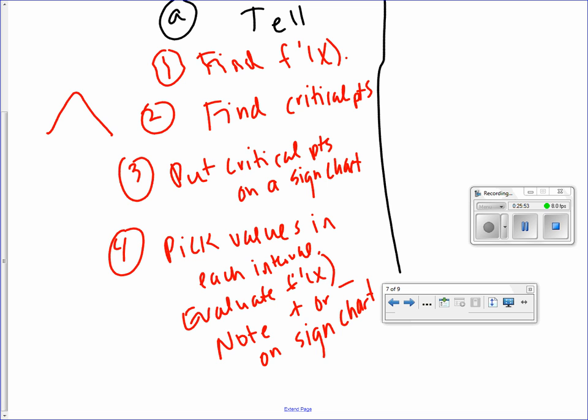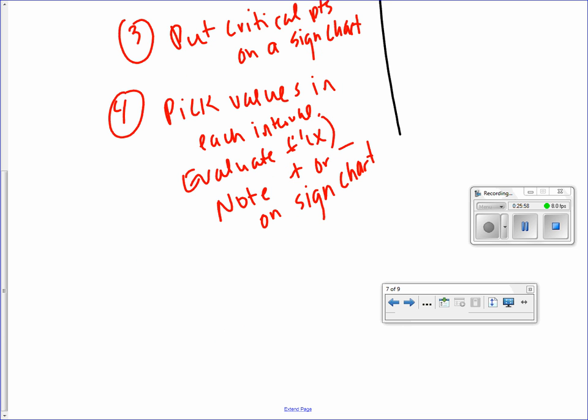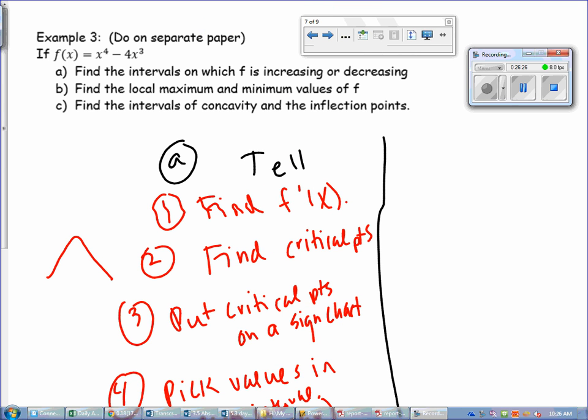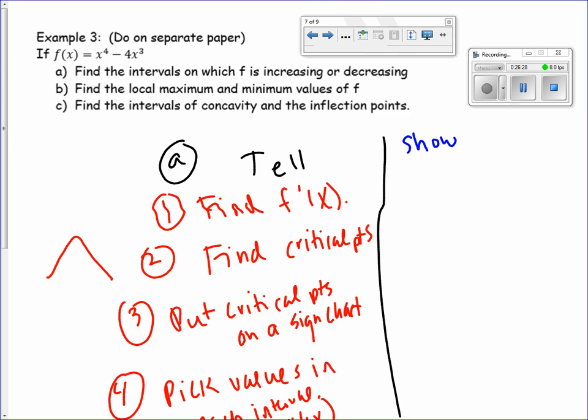Okay, but when you do a sign chart, you're not done. What do you have to do after you make your sign chart? You have to analyze it. So that's your last part. So we're going to analyze our sign chart. The question was, where is the function increasing or decreasing? So what are we looking for? Yeah, we're looking for intervals. In this question, we're looking for intervals where f prime is positive or negative. That'll tell us if the function is increasing or decreasing. Okay, so now we're finally ready to do our problem.